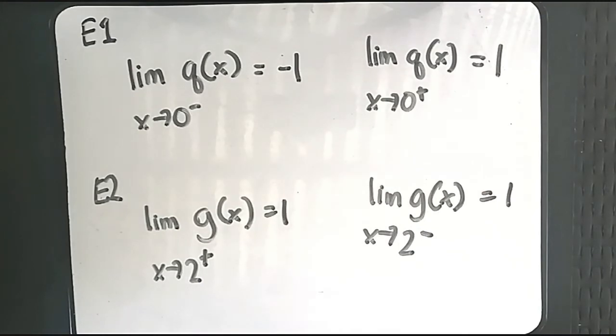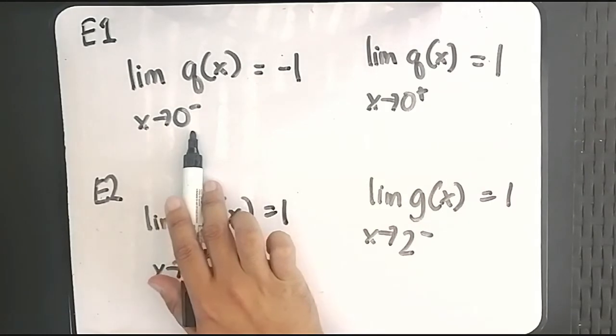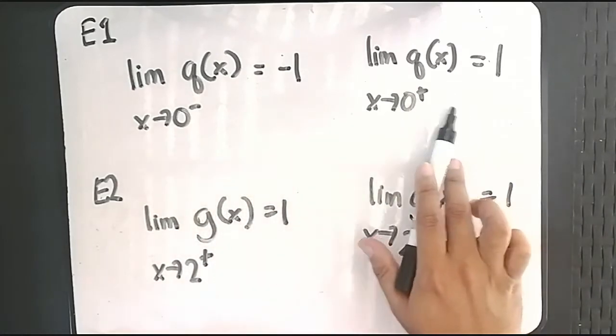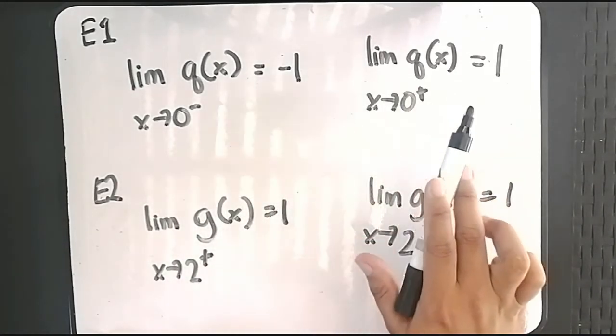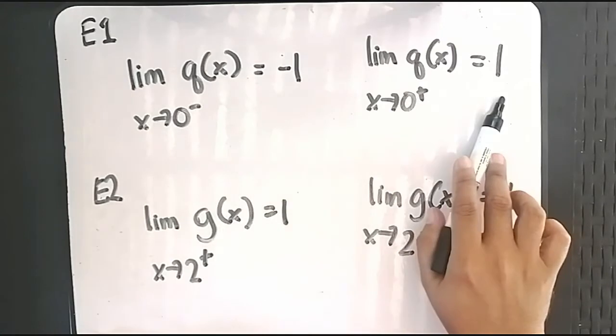Actually, this tells us that if the limit from the left and from the right of a function are equal, then the limit of that function is equal to whatever the limit is. Okay? So, ibig sabihin, dito sa example 1 natin, since yung limit niya from the left is negative 1 at yung limit from the right is 1, so hindi sila equal. So, hindi natin pwedeng sabihin na yung limit ng q of x natin as x approaches 0 is equal to kung ano man sa kanila.